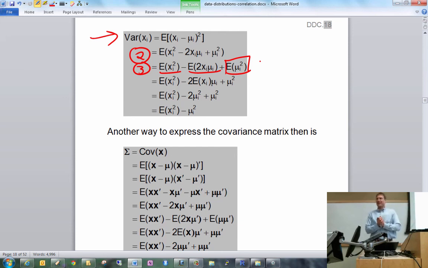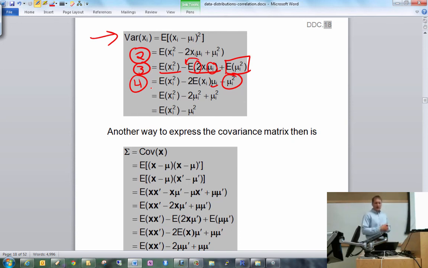It's a constant. It's like saying, what's the expected value of 3? It's 3. So this is a constant, so that's why I just have a mu sub i squared there. Mu sub i is a constant, so I factor it out. 2 is a constant, so I factor it out as well. So step 4, this is what my expression now looks like.